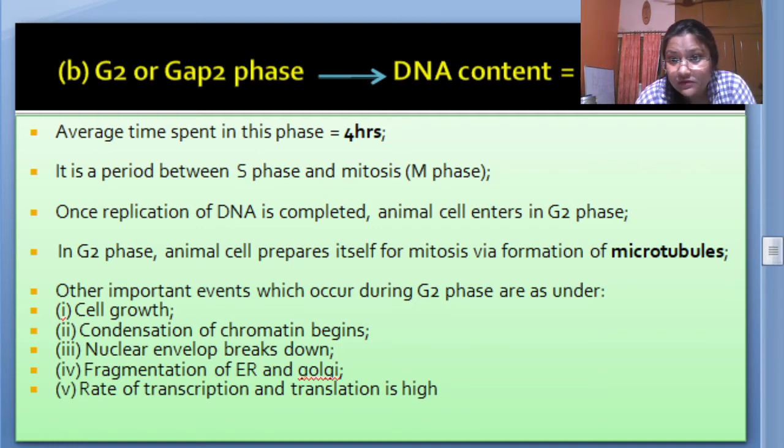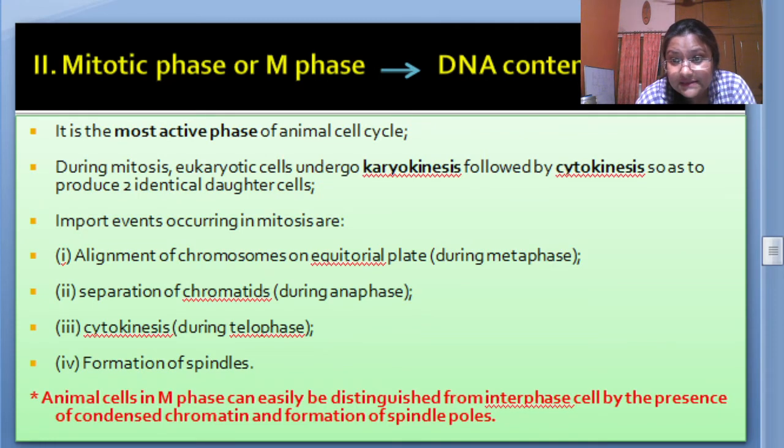Right. So that was about the G2 or GAP2 phase. Now finally the cell enters the mitotic phase, and the DNA content will go from 4n to 2n, because initially they have 4n. But as soon as the genetic material starts to divide between the daughter cells, the 4n will eventually decrease to 2n. One daughter cell will receive 2n, another will receive 2n. So the DNA content is in between 4n to 2n. It is the most active phase of the animal cell cycle, right?